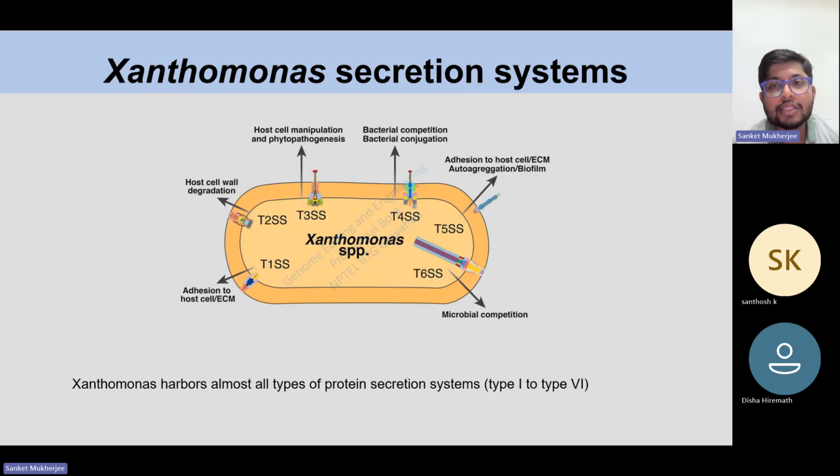Now, if you see the Xanthomonas secretion system, all the secretory systems, type 1 to type 6, are present in Xanthomonas species, and they have different functions. Type 1 is for adhesion to host cell or extracellular matrix. Type 2 is used for host cell wall degradation. Type 3 is used for host cell manipulation and phytopathogenesis. Type 4 is for bacterial competition and conjugation. Type 5 is for adhesion to host cell. Type 6 is for microbial competition.